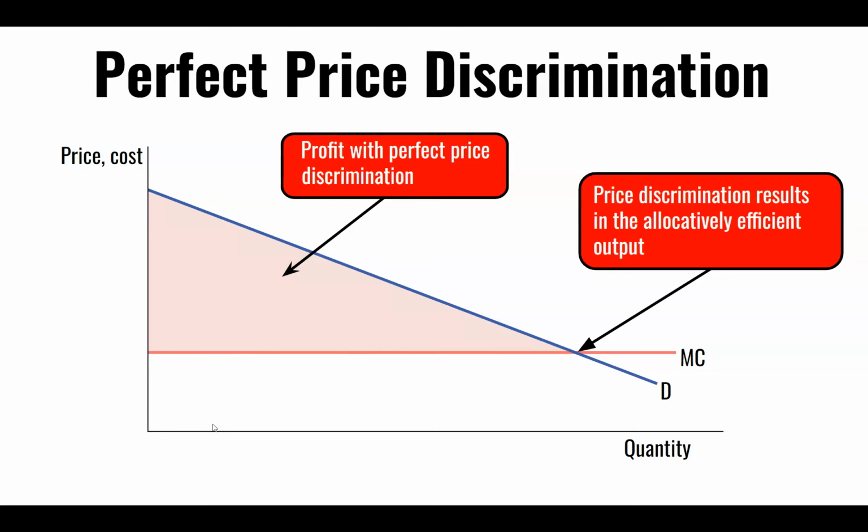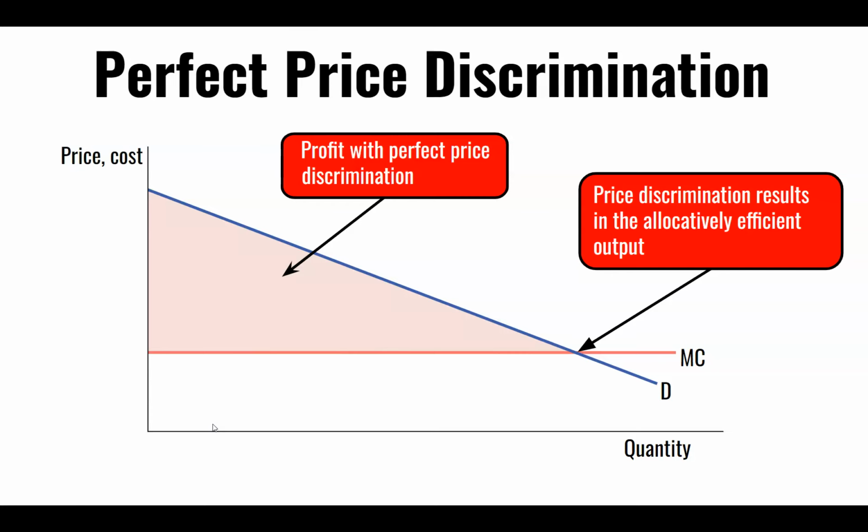There's deadweight loss with 1 price. There is no deadweight loss with perfect price discrimination because every single person who's willing to pay above marginal cost will get that product at the maximum price they're willing to pay. So we will see essentially an outcome, a quantity equal to the same quantity of perfect competition.